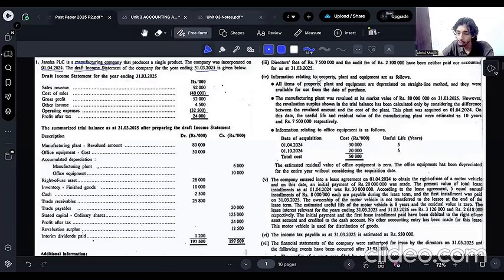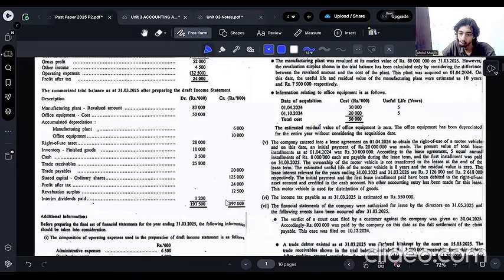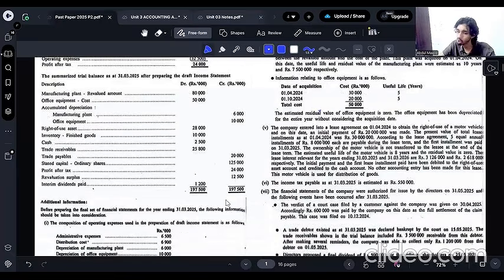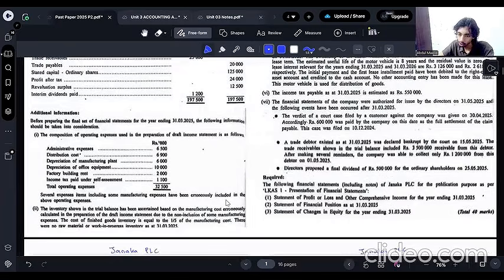Then the summarized trial balance as at 31st March 2025, after preparing the draft income statement, is also given. So we'll, as always, start with the additional information. Before preparing the final set of financial statements for the year ending 31st March 2025, the following information should be taken into consideration. Composition of operating expense used in the preparation of the draft income statement is as follows.